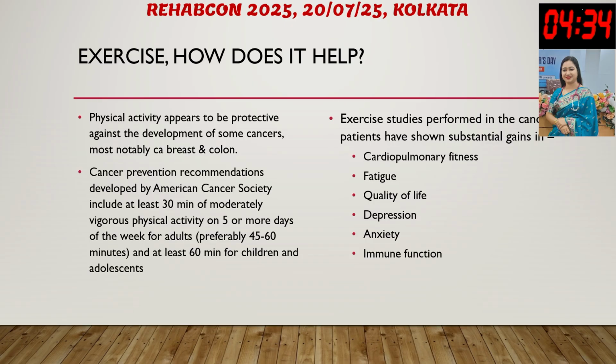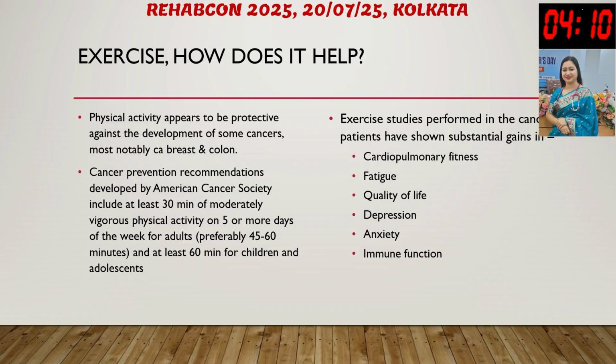So we are emphasizing exercise, but how does it help? Physical activity has been shown to be protective against the development of some cancers, most notably cancer of the breast and colon. Cancer prevention recommendations developed by the American Cancer Society include at least 30 minutes of moderately vigorous physical activity on 5 or more days of the week for adults, and at least 60 minutes for children and adolescents.